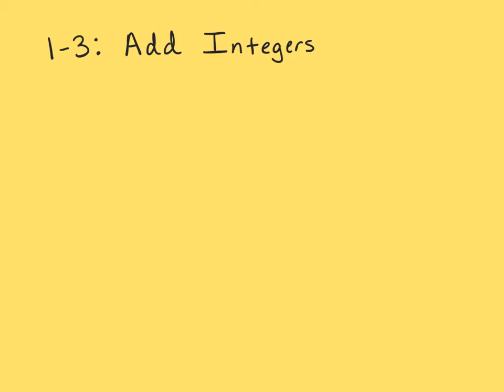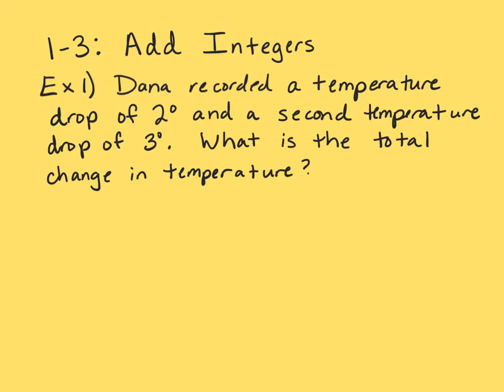Lesson 1-3, we are going to add integers. Example 1, Dana recorded a temperature drop of 2 degrees and a second temperature drop of 3 degrees. What is the total change in temperature?